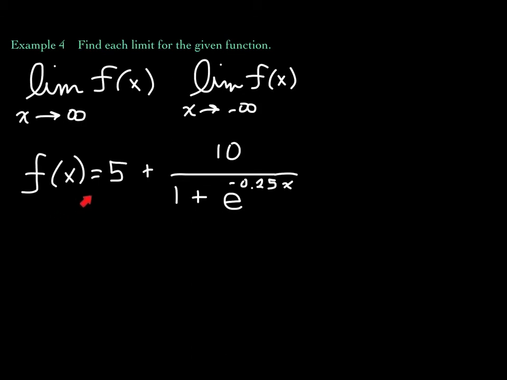It's f of x is equal to 5 plus 10 over 1 plus e raised to the power of negative 0.25x. Cool. Let's look at this first limit. Remember, for this limit here, we're allowing x values to get infinitely large. Now, what we must realize is as x values get infinitely large, this exponent here gets infinitely small.